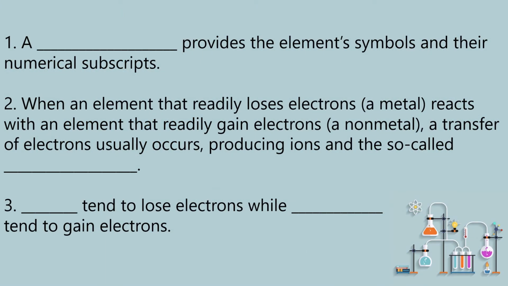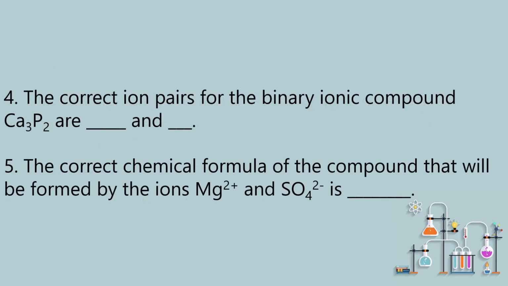1. A blank provides the element symbols and their numerical subscripts. 2. When an element that readily loses electrons, a metal, reacts with an element that readily gains electrons, a non-metal, a transfer of electrons usually occurs, producing ions and the so-called blank. 3. Blank tend to lose electrons while blank tend to gain electrons. 4. The correct ion pairs for the binary ionic compound Ca3P2 are blank and blank. And 5. The correct chemical formula of the compound that will be formed by the ions Mg2+ and SO4 2- is blank.